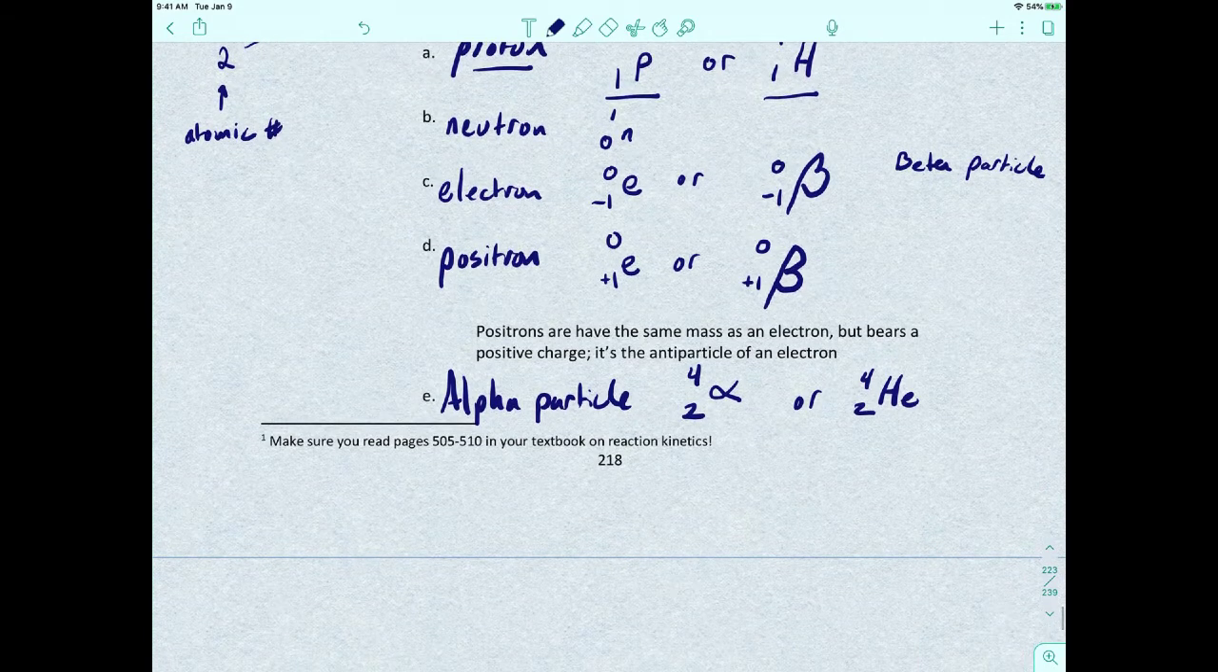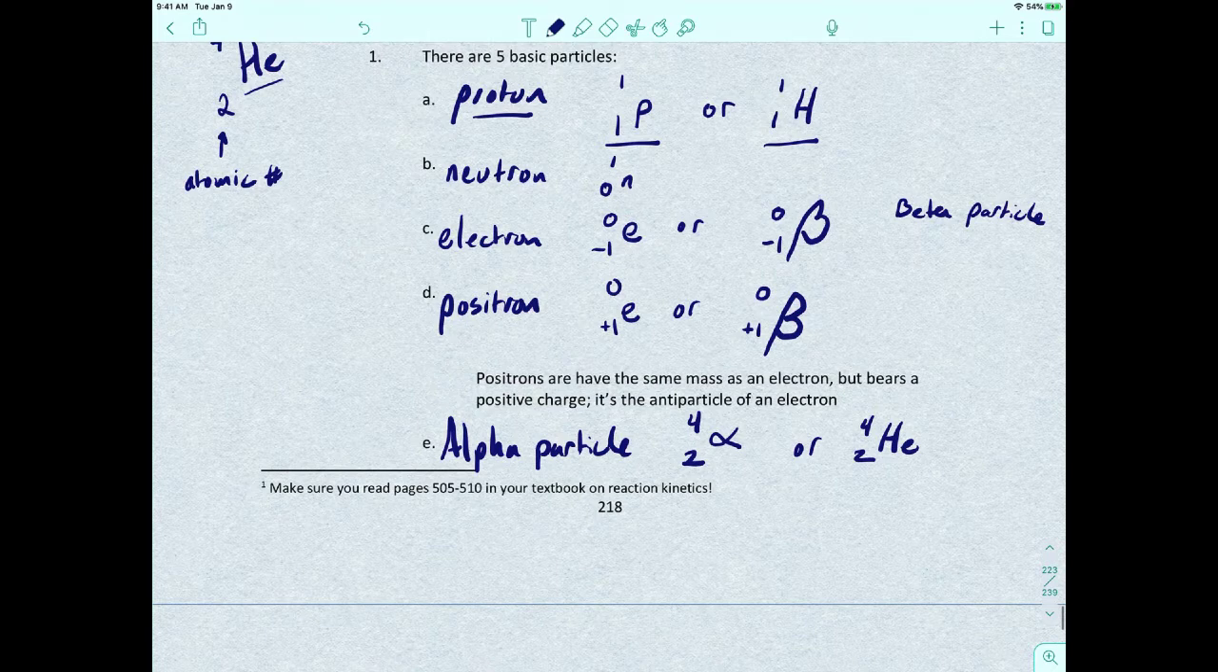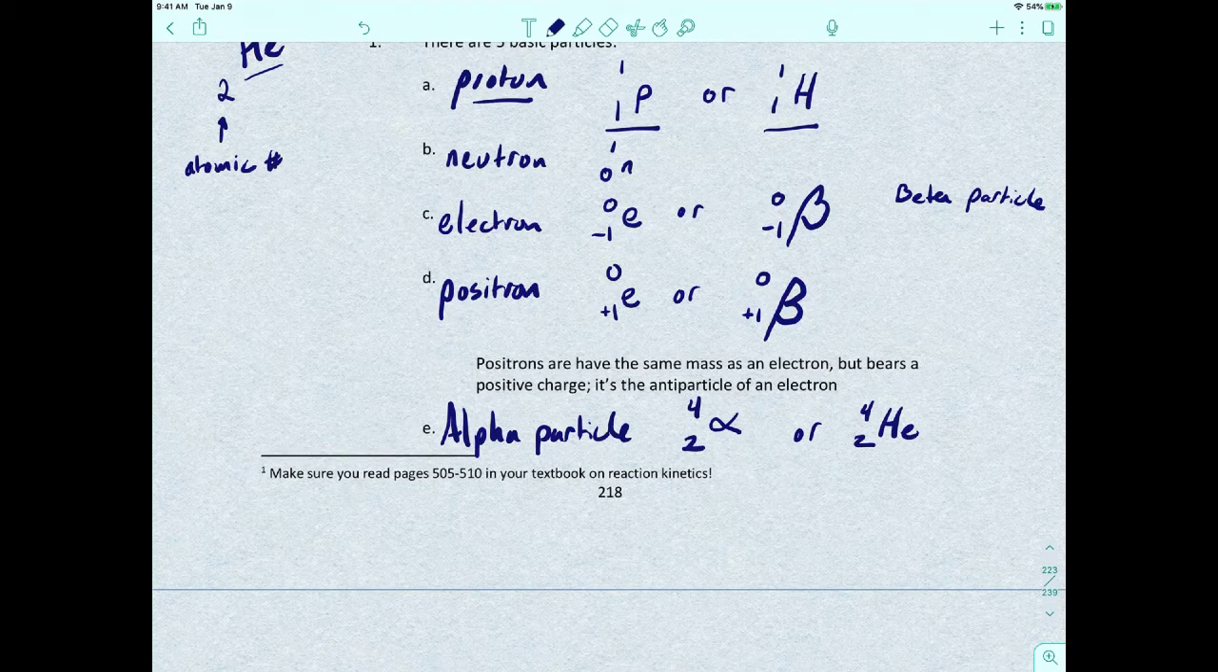Now, there is one more particle that we talk about. When we're balancing nuclear equations, these are the main 5 that we use. There is a 6th one, though, and that is called the gamma particle. Gamma particles are just pure energy. For a gamma particle, we write the Greek symbol gamma, but it has no mass and it has no atomic number. It's literally energy.